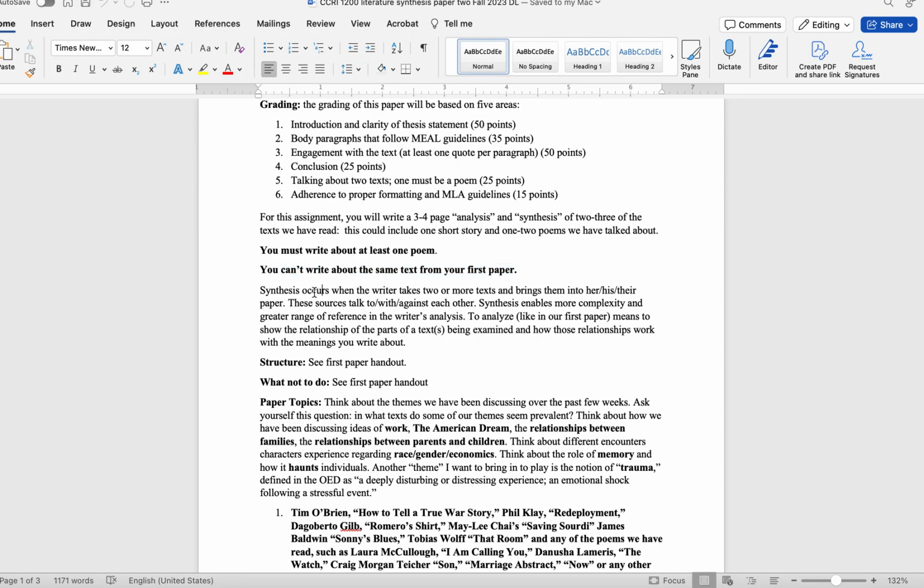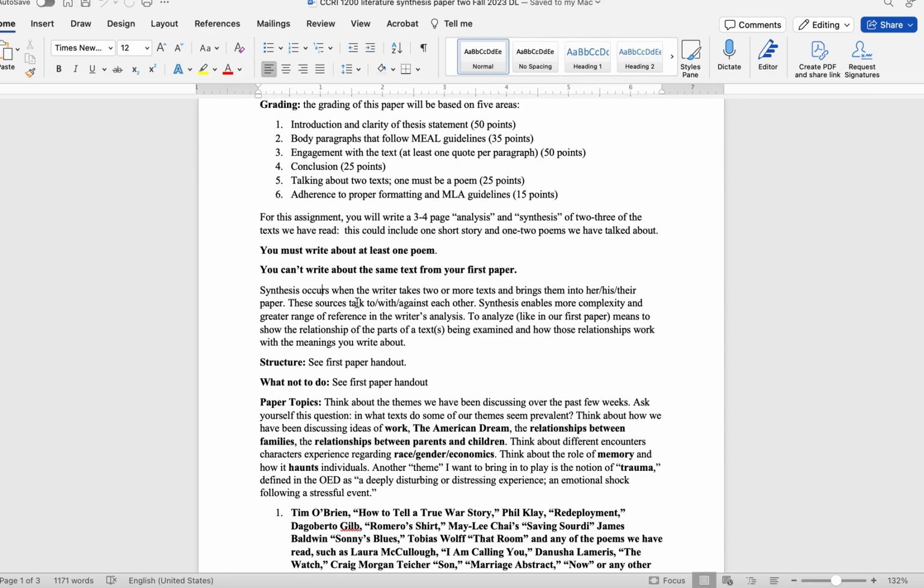Synthesis is just a fancier word where you're bringing 2 texts together and talking about them with each other. This occurs when you bring in 2 or more texts. These sources talk to, with, against each other. Synthesis enables more complexity and greater range of reference in the writer's analysis.